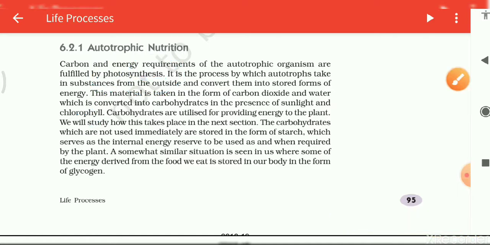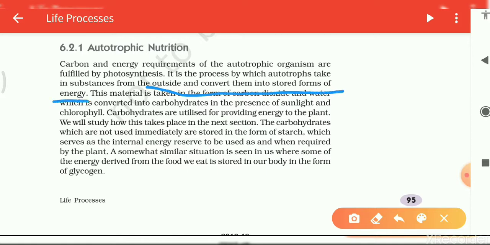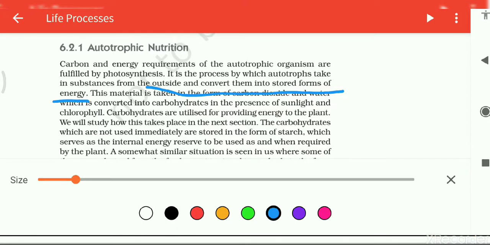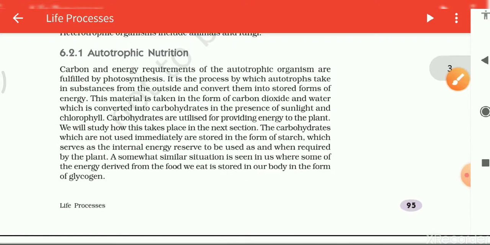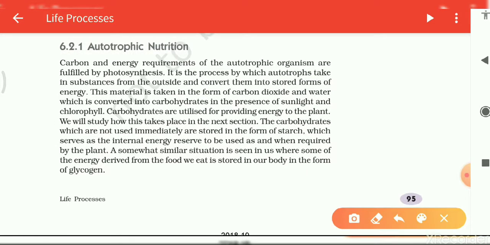Now see here, it is a process by which autotrophs take in substances from the outside and convert them into stored forms of energy. When the plant makes its food with the help of sunlight, carbon dioxide and water, it makes energy, and this energy is stored inside the plant. This material is taken in the form of carbon dioxide and water. I already told you about this one.